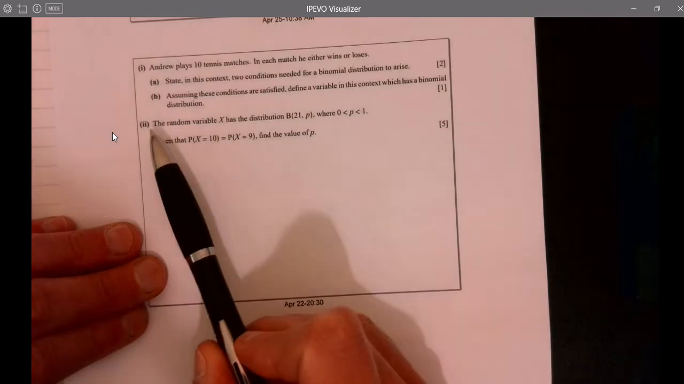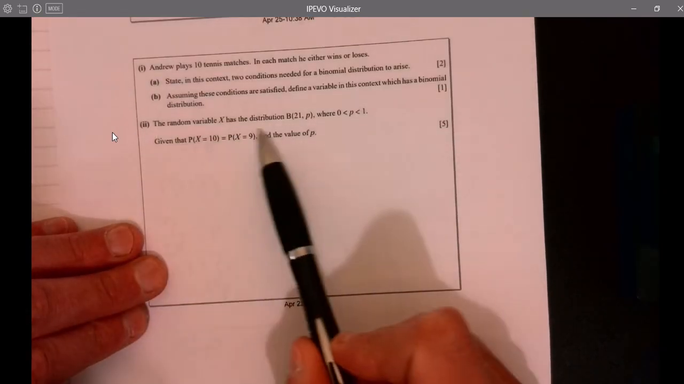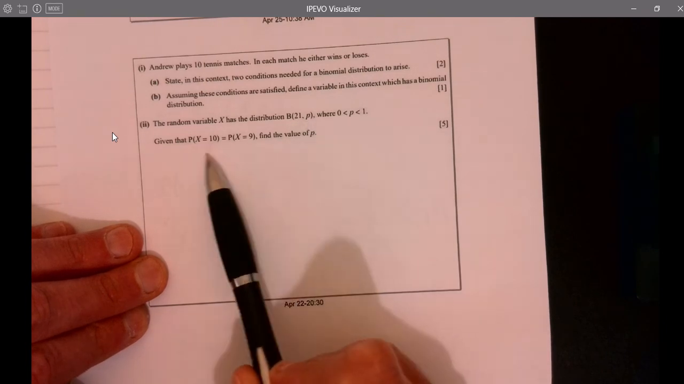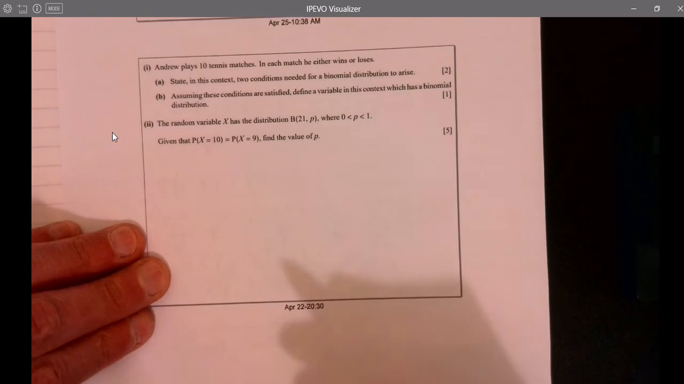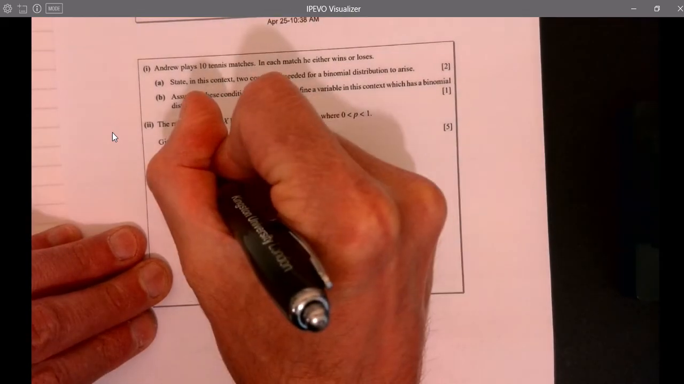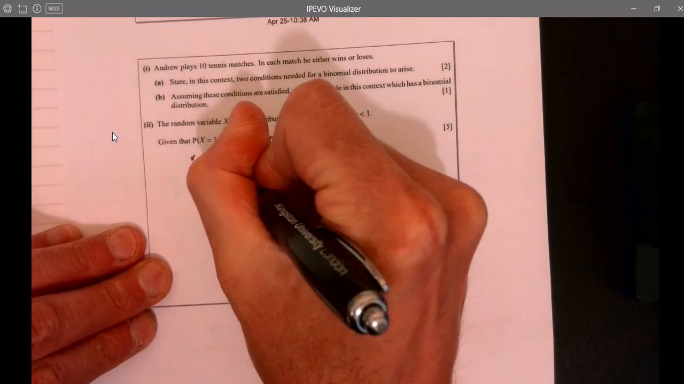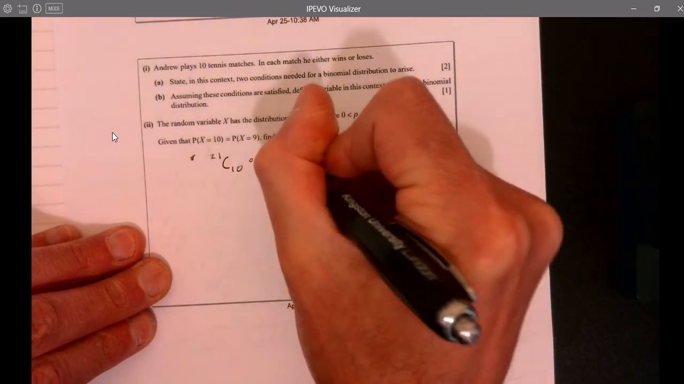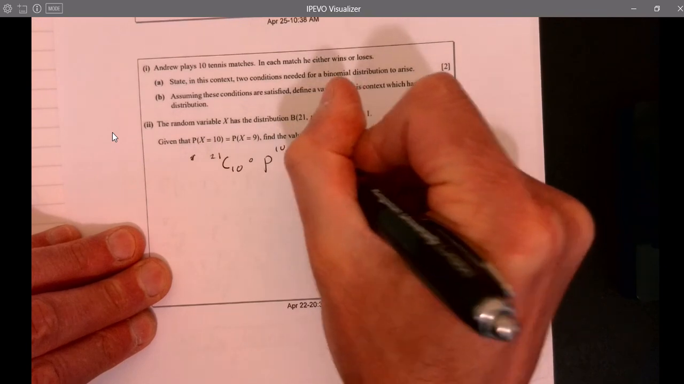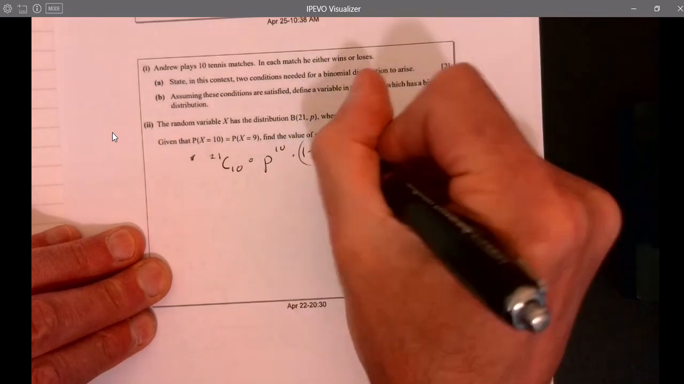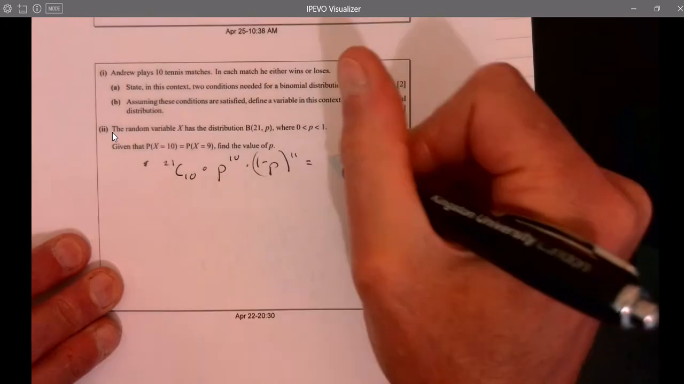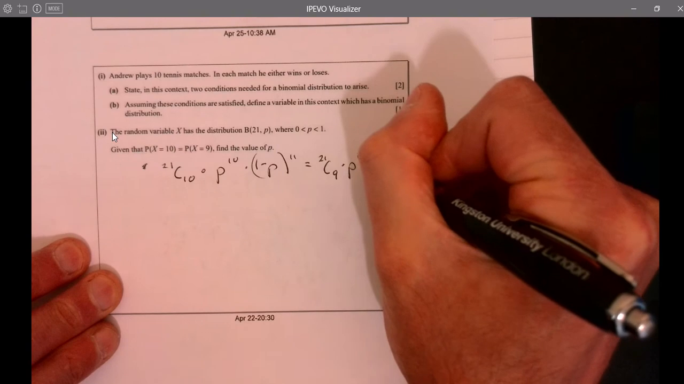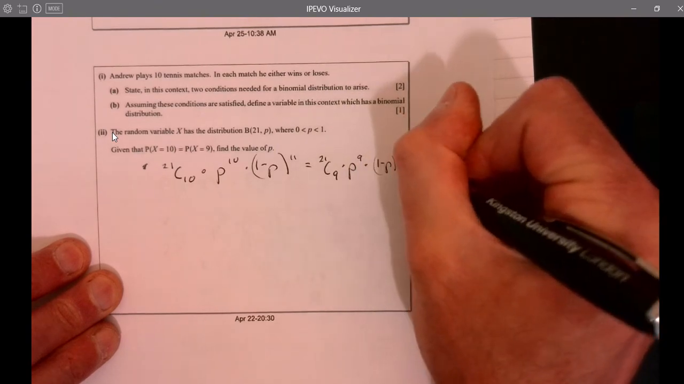Right, part 2 then says random variable X has a binomial distribution. We've got n is 21, and we need to work out what p is. You recognise this question, very similar to what we had before. I'm going to quickly do this one for you. We've got 21C10 multiplied by p to the 10 multiplied by (1 minus p) to the 11, and that equals 21C9 multiplied by p to the 9 and then (1 minus p) to the 12.